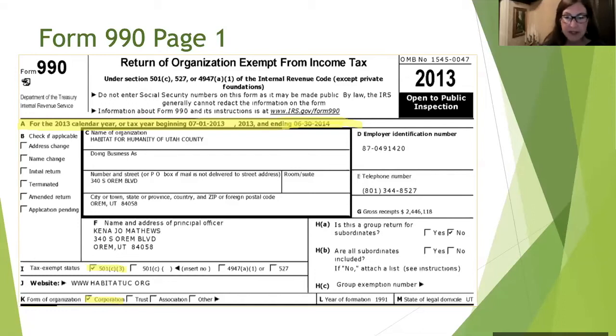So then let's look down on the lower left part of the page, and that's where you tell them what kind of an organization you are. And I would think most of you are going to check the box that's checked there, the 501c3, and then tell them what kind of organization you are. I worked for several trusts, and so you would check the trust box. If you were a trust. I would think most of you are going to be corporations. So, okay, next.